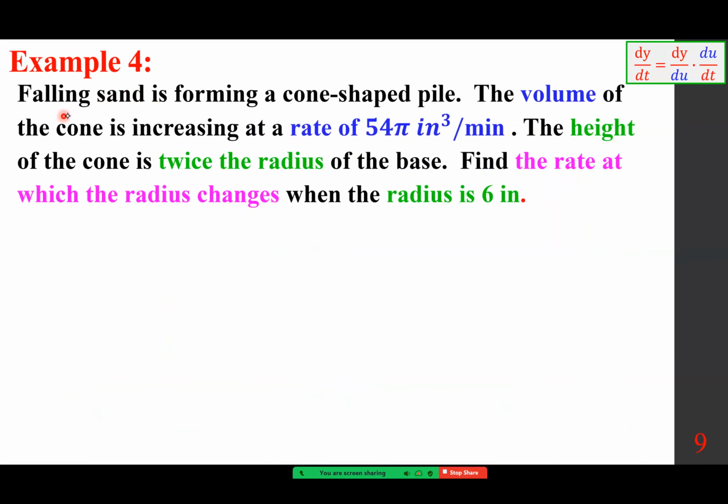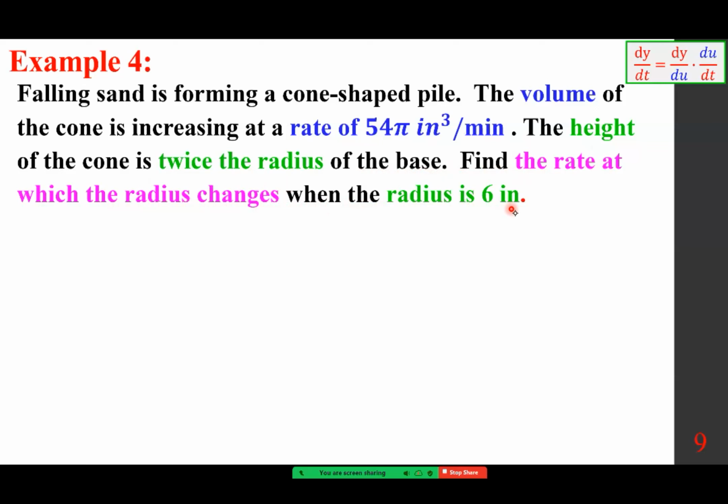Could somebody read this question, please? Falling sand is forming a cone-shaped pile. The volume of the cone is increasing at a rate of 54 pi inches cubed per minute. The height of the cone is twice the radius of the base. Find the rate at which the radius changes when the radius is 6 inches. Excellent. Thank you so much.